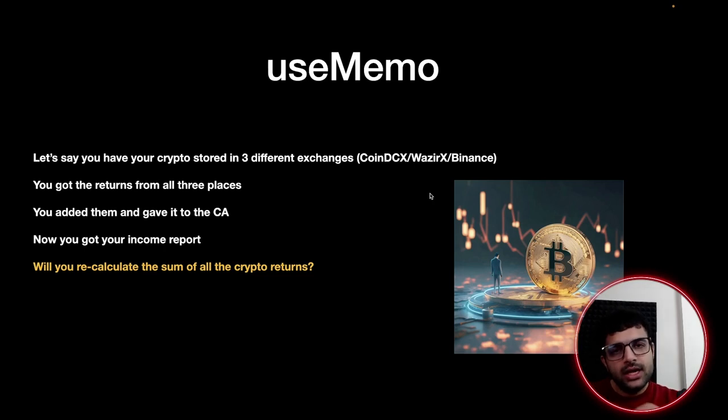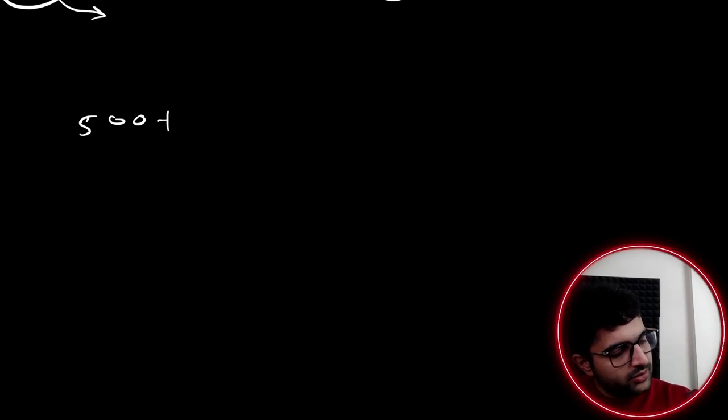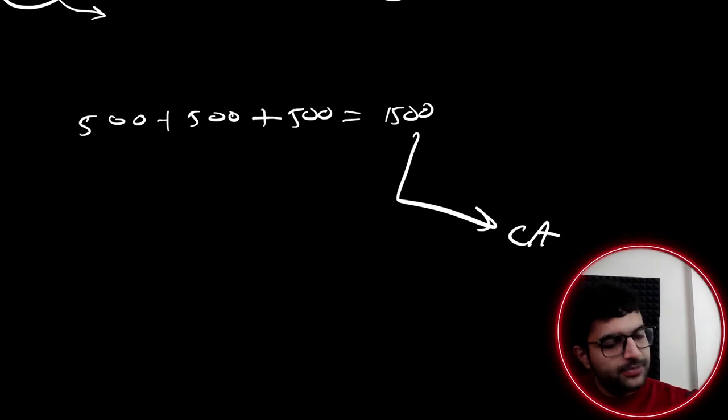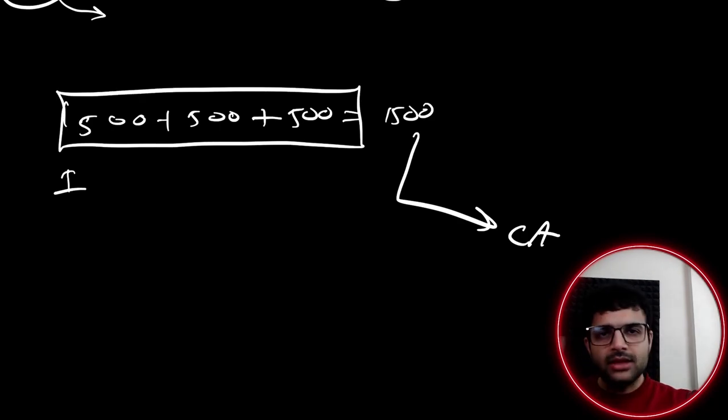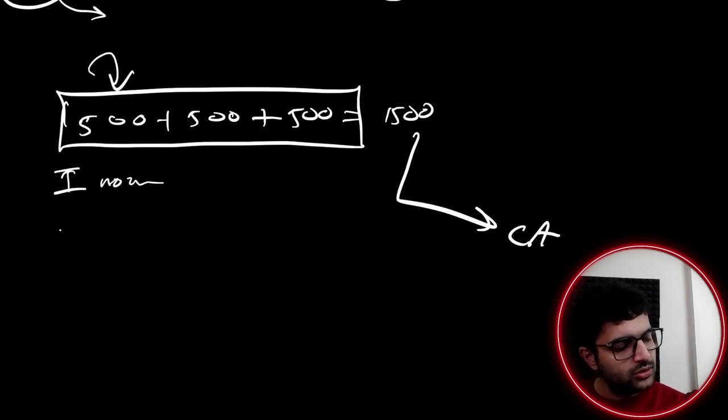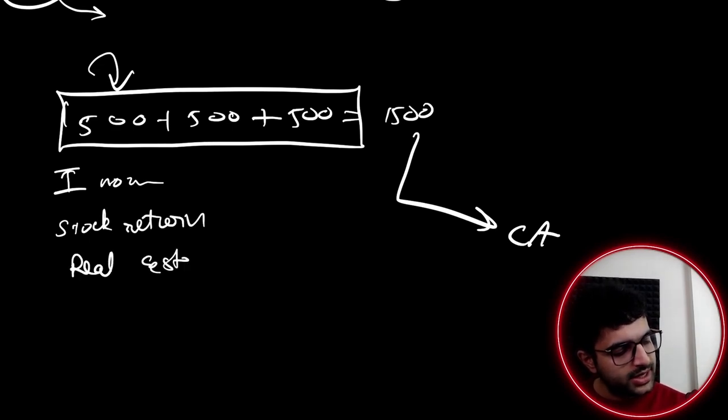More specifically, even if you don't go to DCX, WazirX or Binance, do you have to do the operation of 500 plus 500 plus 500 equal to 1500? Let me give this over to my CA. Do you have to do this calculation of 500 plus 500 plus 500 equal to 1500 and then give this to the CA again if you get your income return? No, I probably don't want to do this mathematical expression, which is a simple expression, I totally get, but still, should you do this again if you get an income report, or if you get your stock returns, or if you get some other real estate return?